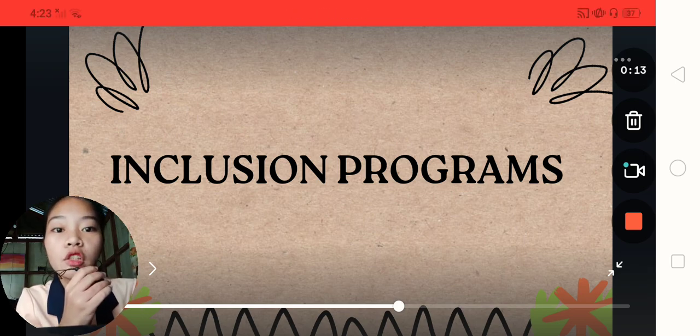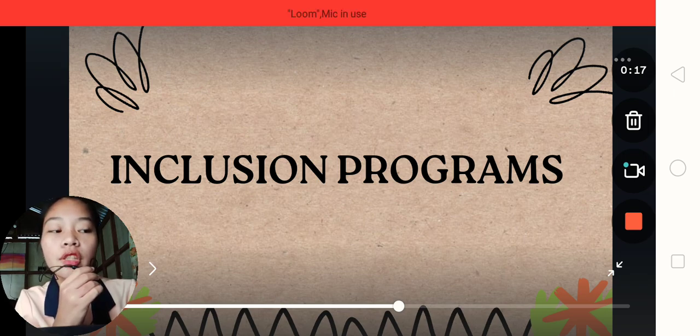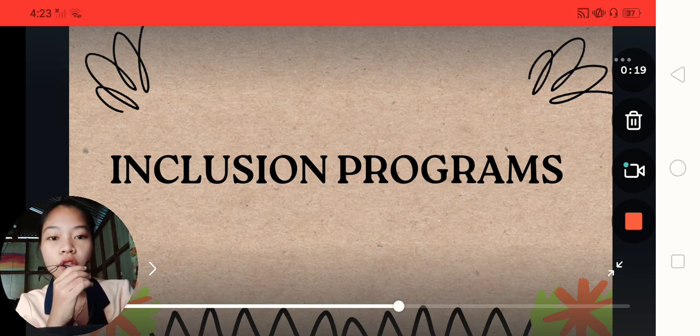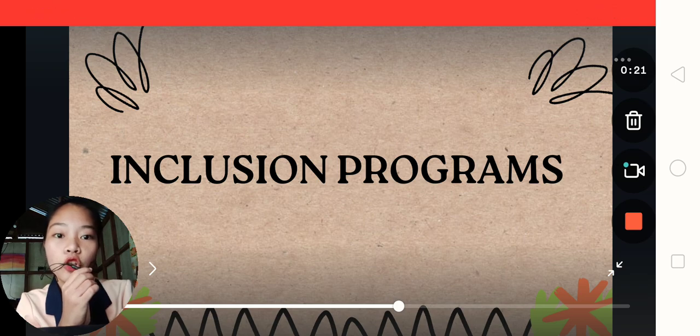So we are in Unit 4, Assessment Learning Resources and Instructional Input Accommodation. My topic is Inclusion Programs.